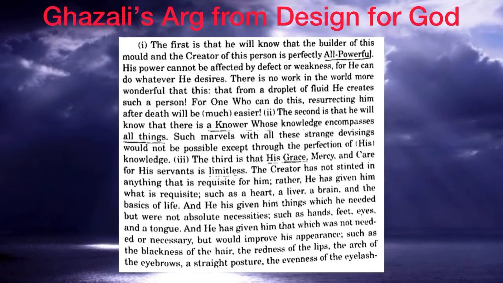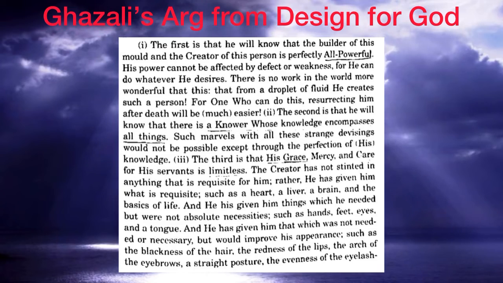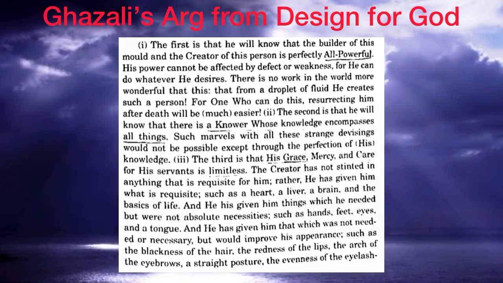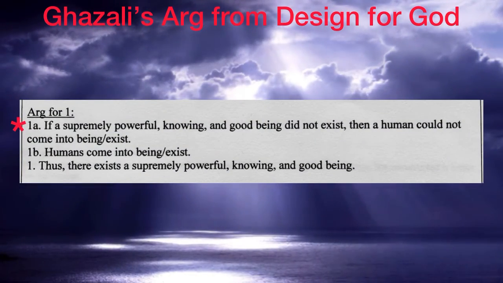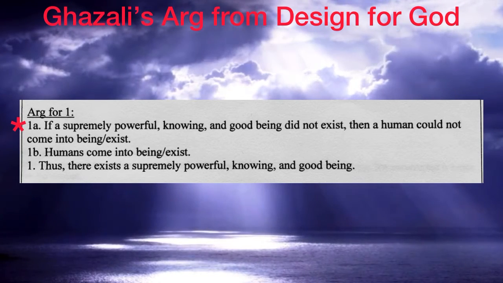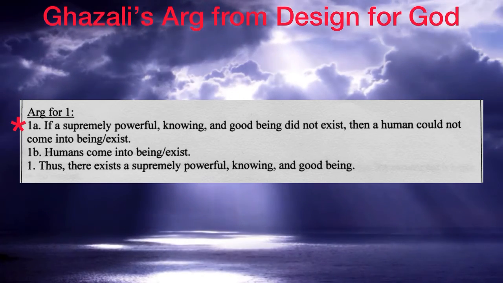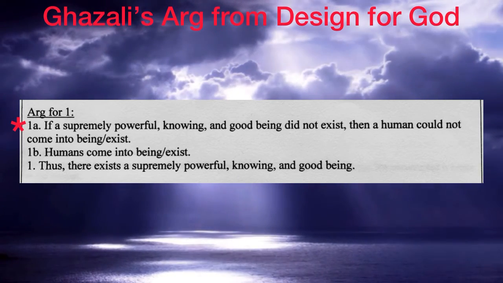Right? So we can infer the existence of a creator that's all good, all knowing, and all powerful from the existence of the human body, because only such a creator with those features could bring a human body into existence. Therefore, as 1a suggested, if such a being that was all good, all knowing, and all powerful did not exist, then human beings could not exist.